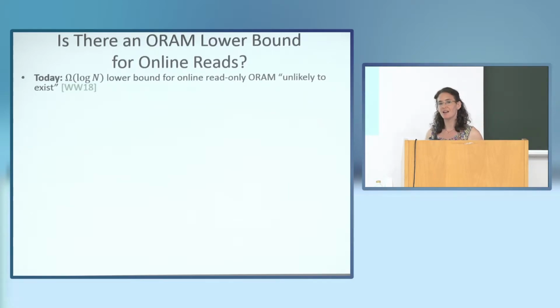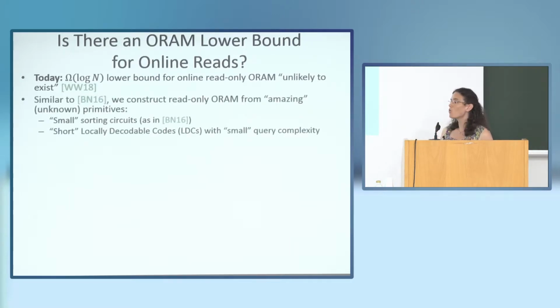So in what sense is it unlikely to exist? In the same sense as the Boyle-Naor result, we take these amazing primitives and we show that if we had them, we could get a read-only online ORAM scheme with little o of log n overhead. So what are these amazing primitives? First, sorting circuits, just like Boyle-Naor. And the other primitive is locally decodable codes with very good parameters, so with small query complexity and short code words. I'm going to say more about these codes later on. For now, just think of them as these two primitives that we use.